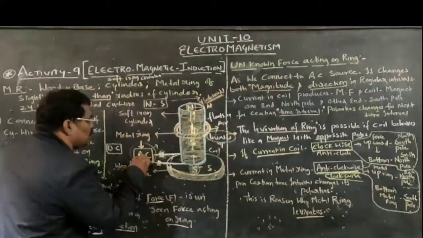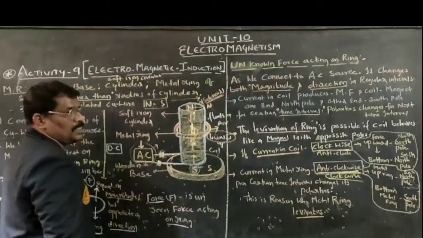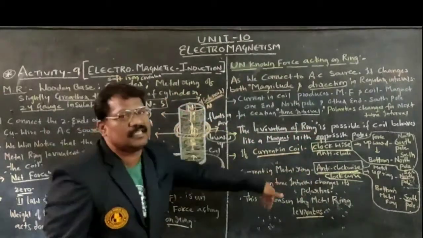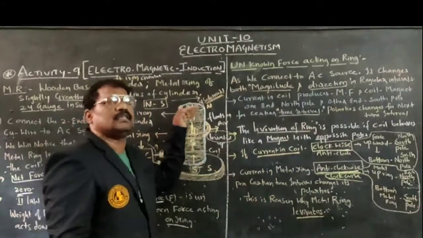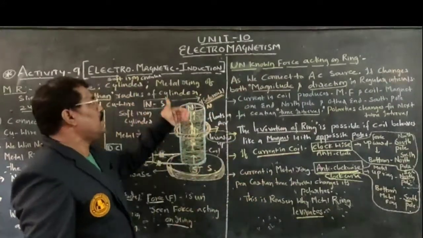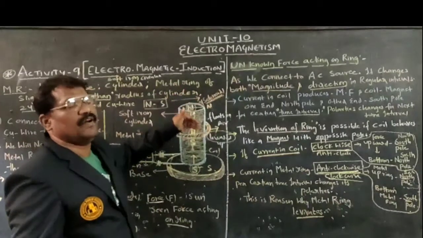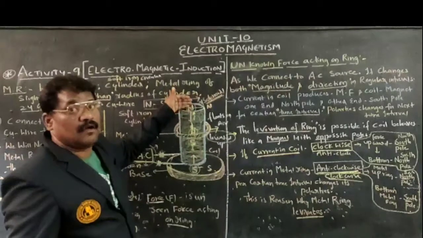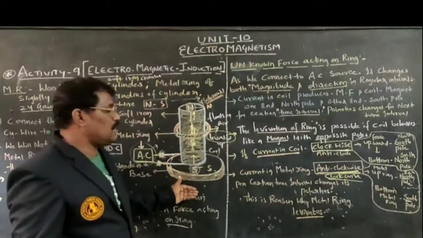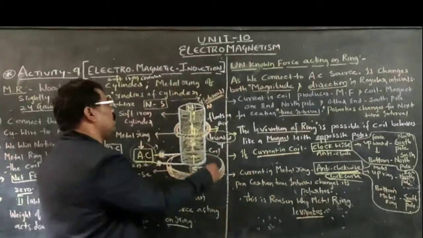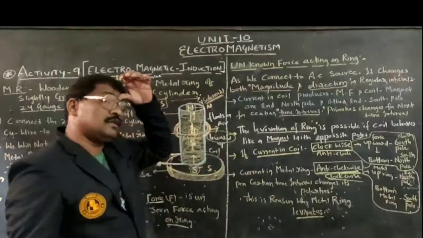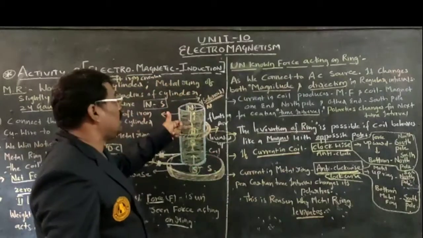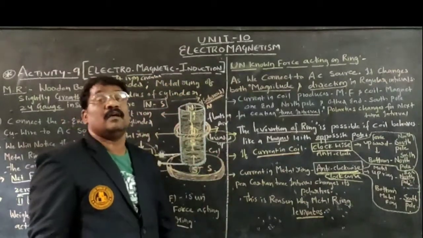As we are connecting to an alternating current source, what happened there? Current flow in the coil will gradually change. As the current flow in the coil is gradually changing, what happened? Polarities are changing continuously. First it is behaving like a south pole on the upper surface. As the current in the coil is clockwise, the upper surface is south pole, the bottom surface is north pole. Therefore, the current flowing in the metal ring will be in the anti-clockwise direction. The up surface will be acting like a north pole, the bottom will be acting like a south pole.